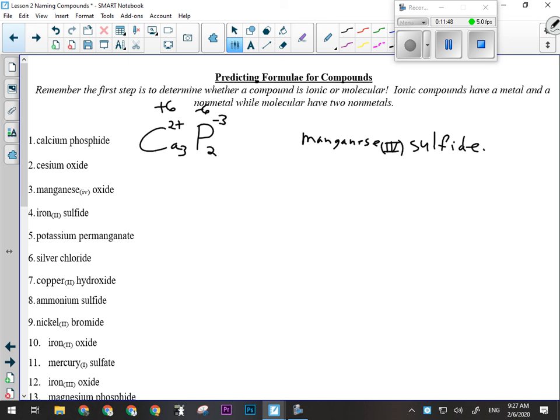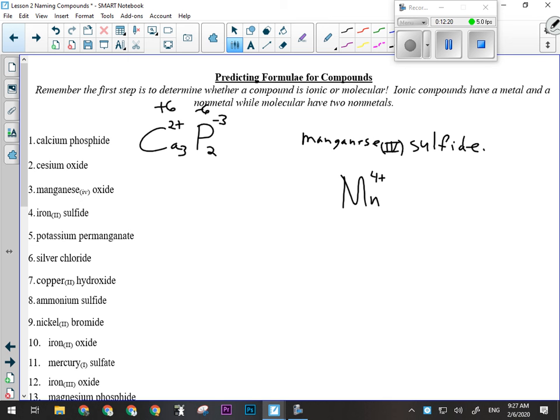Okay, if I have manganese 4 sulfide, this is actually going to allow us to practice 2 things. I want to write the formula for this compound. So the first thing I do is write the formula for manganese, which is Mn. What charge does manganese have in this compound? 4. That's what the Roman numeral tells me. The Roman numeral is there to tell me this is the manganese with the 4+ charge.